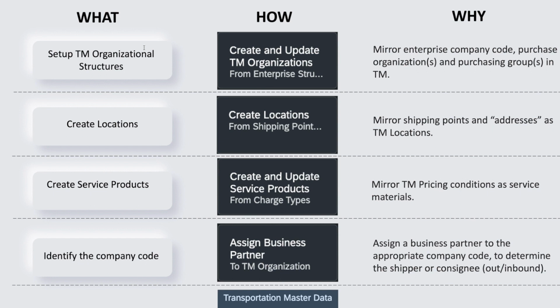So in that last task of identifying the company code, you will first need to create a business partner in the exact same method and fashion that you would use to create a normal business partner, a customer or supplier. But then you will need to go into an app which is Assign Business Partner to TM Organization, where you will then assign that business partner to a corresponding company code. And all of these apps will be available in the tab Transportation Master Data.